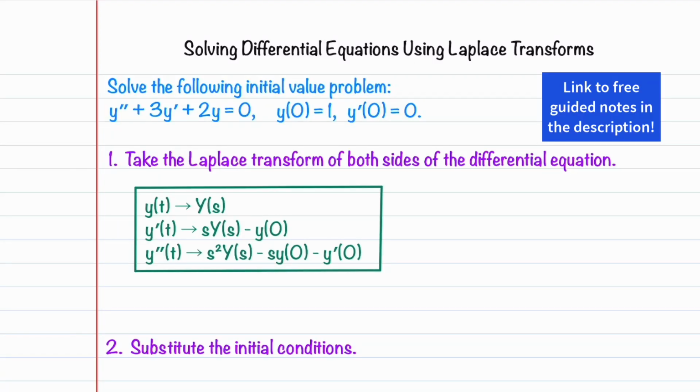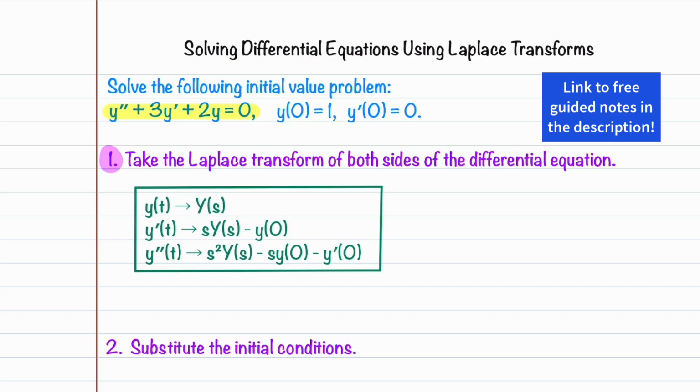In this video, we're going to solve an initial value problem using Laplace transforms. We'll go step by step through the entire process, from taking the Laplace transform to finding the inverse Laplace transform and then the final solution. Let's get started. The first step is to take the Laplace transform of both sides of the differential equation.